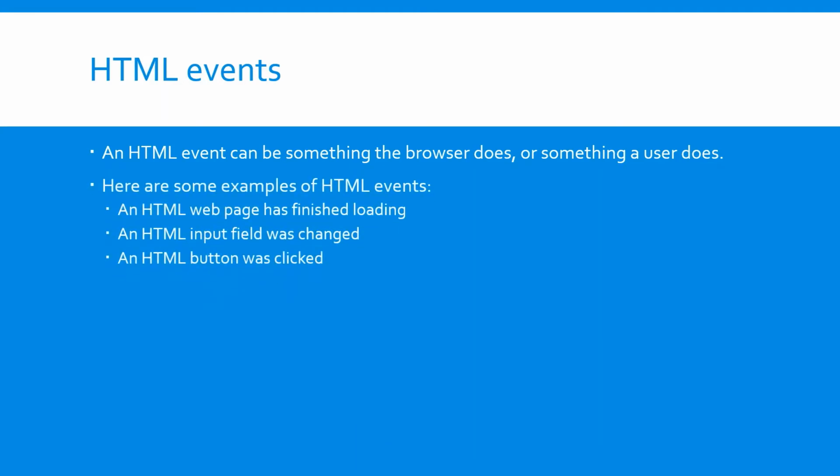So an HTML event can be something that the browser does or something a user does. Here are some examples of HTML events: an HTML page has finished loading, an HTML input field was changed, an HTML button was clicked. All these can trigger JavaScript events. In such a way, the event can be called or happen.